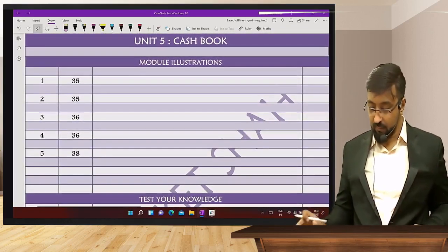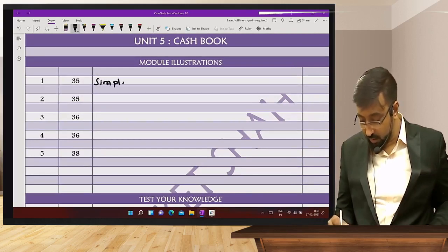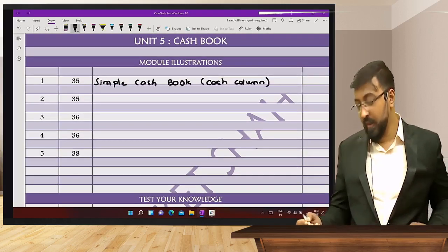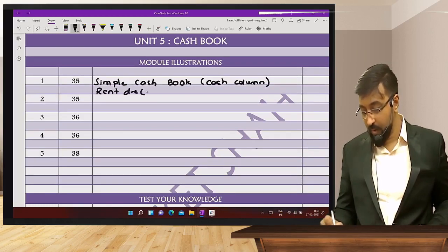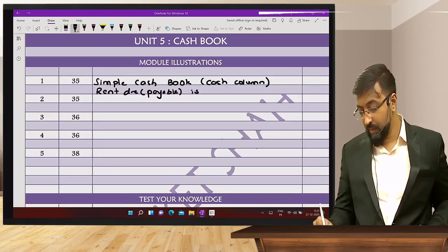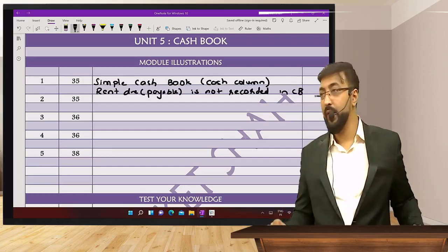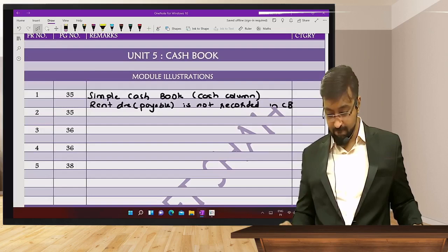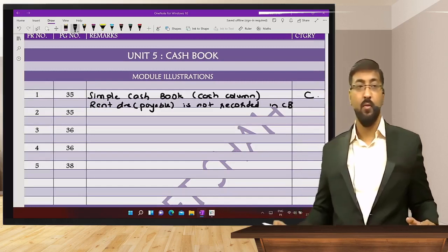Chalo, come to index part. First illustration, your notebook page number. Simple cash book, write down. In bracket, which column? Only cash column. Rent due, in bracket payable, is not recorded in cash book. Easy. Category C.